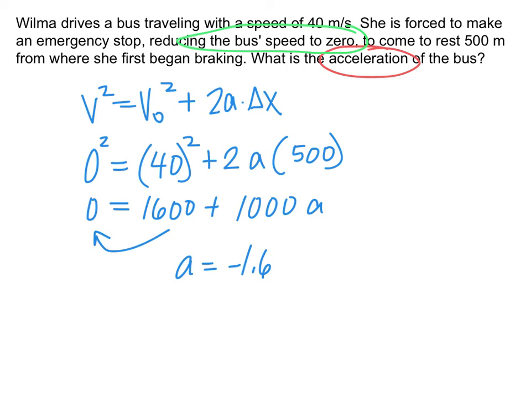Now, the problem did not really specify a direction and so forth. This is a question that would be accepted as either positive or negative 1.6 meters per second squared. That negative sign really just refers to a direction, and that isn't particularly clear in this case.